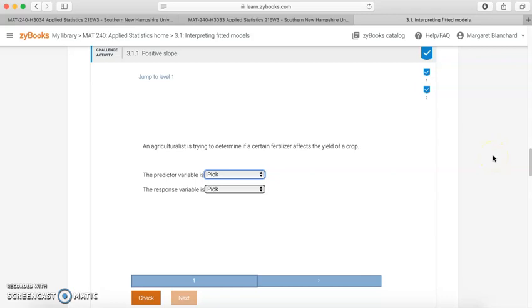Module 3, Challenge Activity 3.1.1, Positive Slope. An agriculturist is trying to determine if a certain fertilizer affects the yield of a crop.